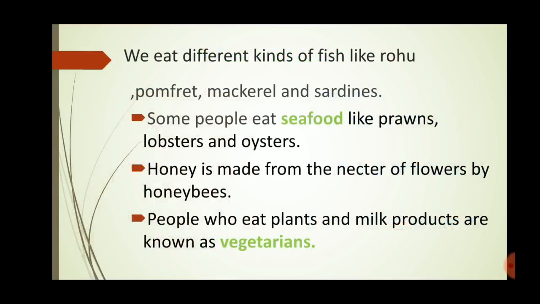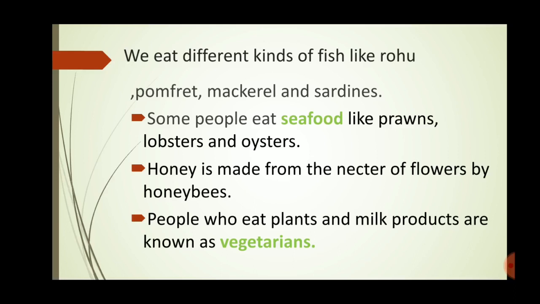Hens and ducks give us eggs. We eat different kinds of fish like rohu, pomfret, mackerel, and sardine. Some people eat seafood like prawns, lobsters, and oysters.